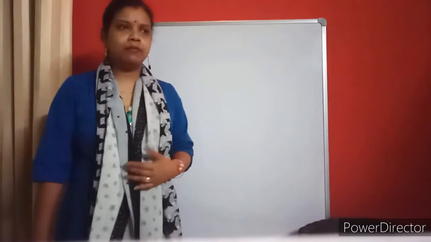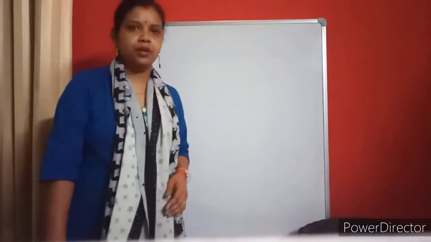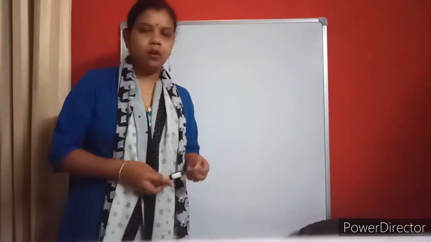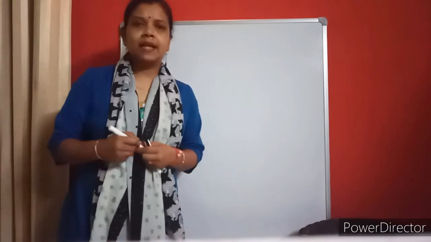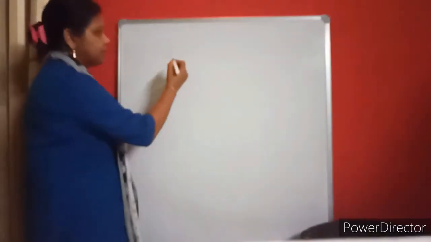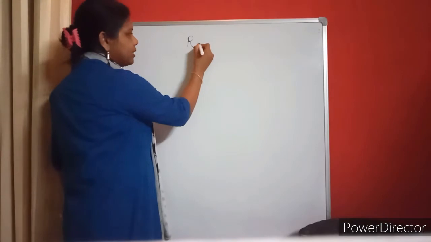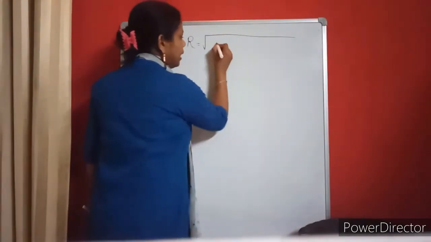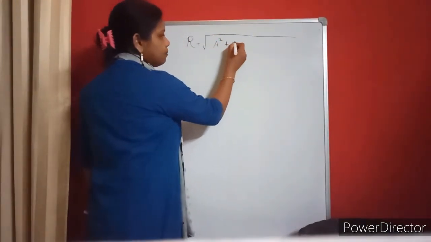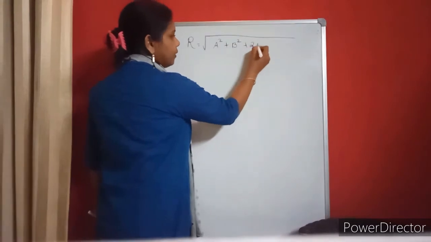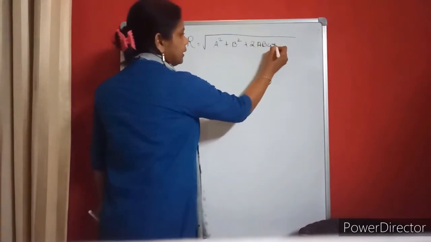So today we have discussed the parallelogram law of vector addition. In that particular parallelogram law of vector addition, what was the last equation that we got? We got that R, the resultant, is equal to root over A square plus B square plus twice of AB cos of theta.